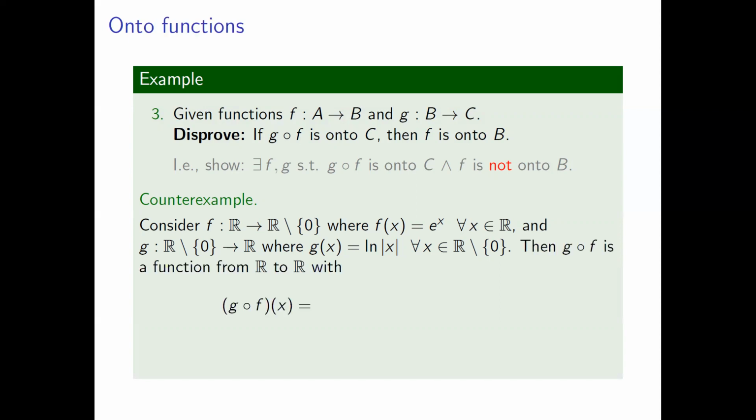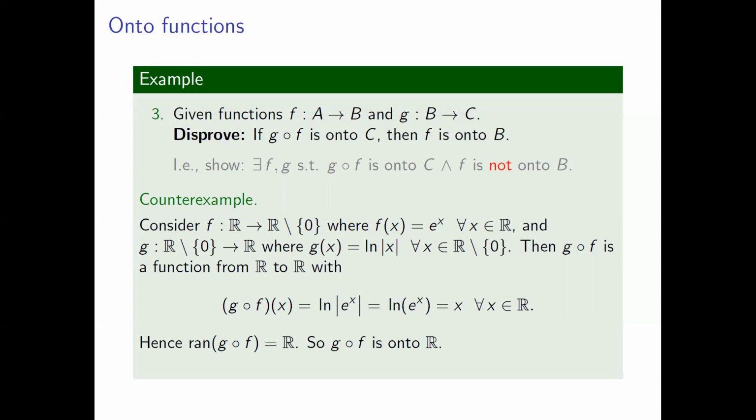Then the composite function gf is a function from the set of real numbers to the set of real numbers, with gf of x equal to the natural logarithm of the absolute value of the natural exponent of x, which is equal to the natural logarithm of the natural exponent of x, which is equal to x for every real number x. Hence, the range of gf is the set of all real numbers. So gf is onto the set of real numbers.